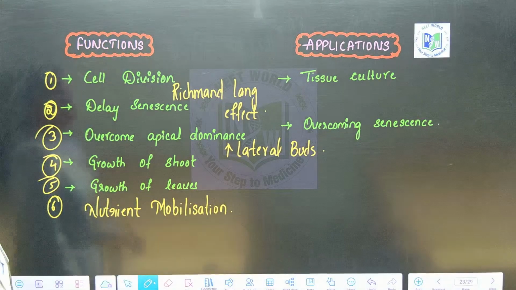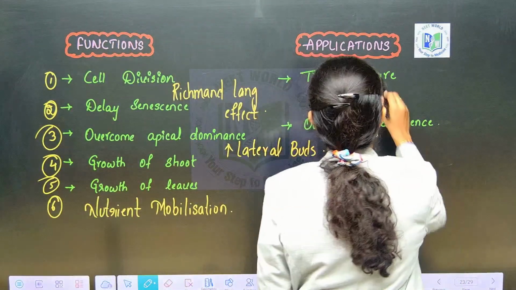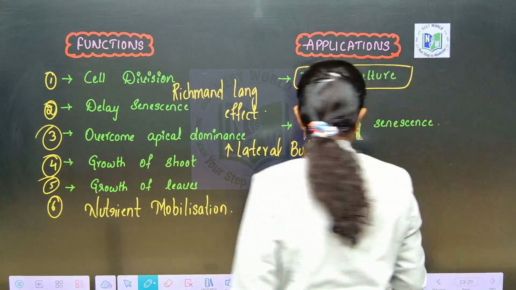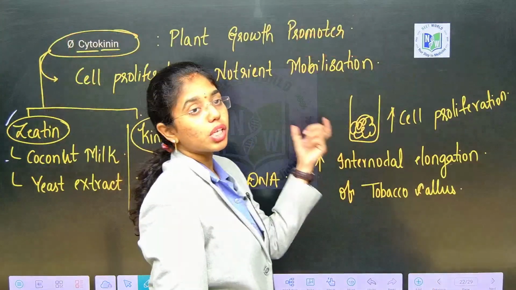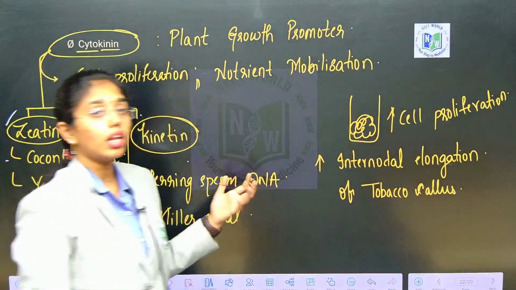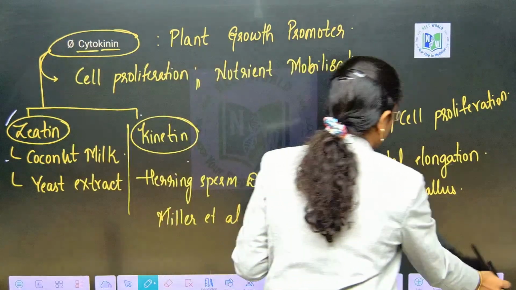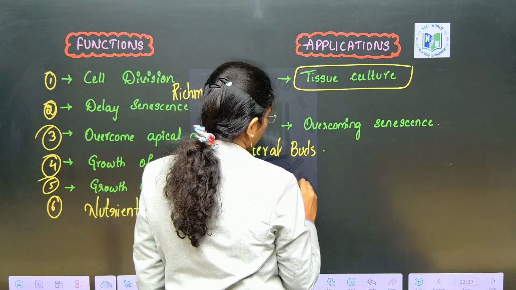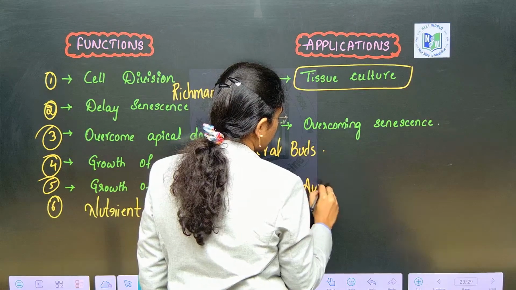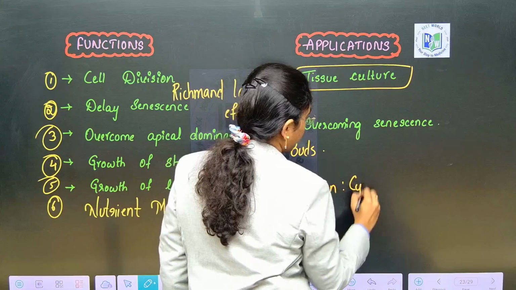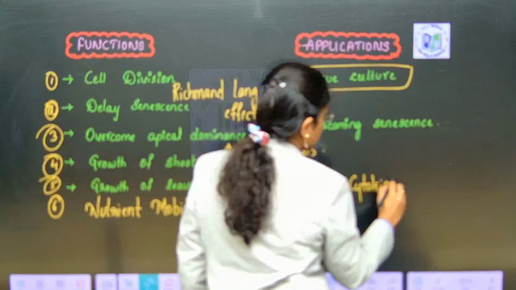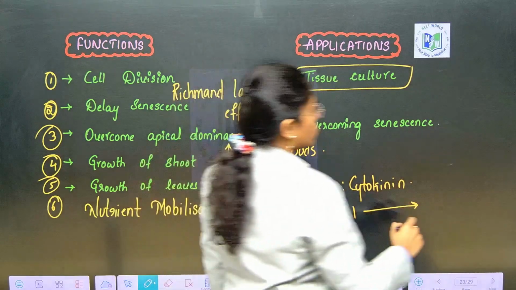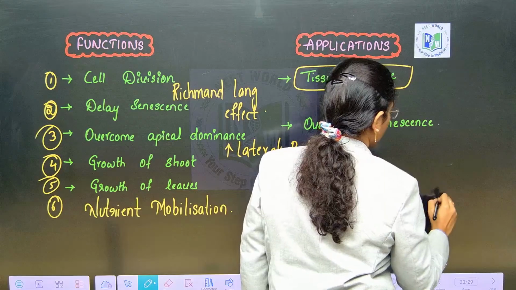And then if you see applications, first is in tissue culture. In tissue culture, how is cytokinin applied? For example, just now we have observed the cell proliferation is increased in the tobacco callus and internodal elongation has been increased by the application of cytokinins. So, here in tissue culture, equal concentrations of auxin and cytokinin, let us suppose 1:1 concentration of auxin and cytokinin, will promote callus formation.